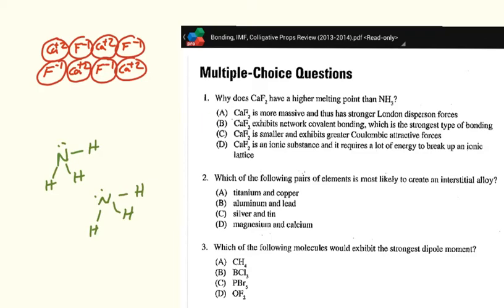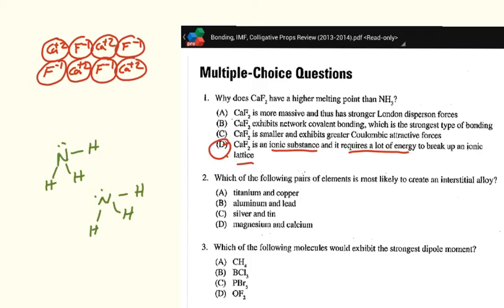By the way, right away, I'm pretty sure the answer is going to be D. And D is not a very satisfactory answer because it's poorly written, but I think it's the best of the choices. So calcium fluoride is an ionic substance, that's true, and it requires lots of energy to break up an ionic lattice. It's a generalization, but it's certainly better than the other answers in here.